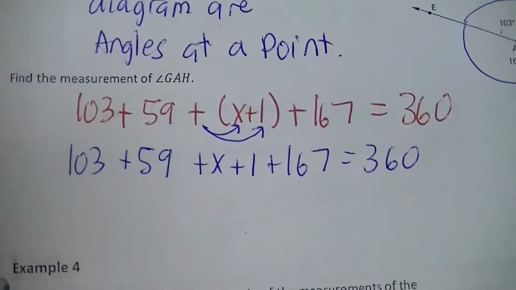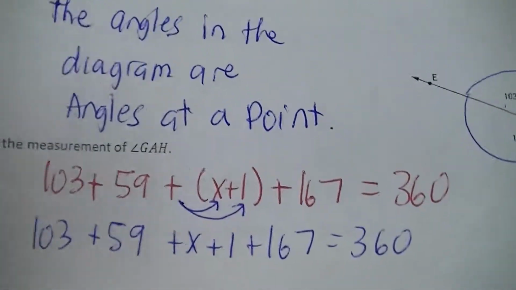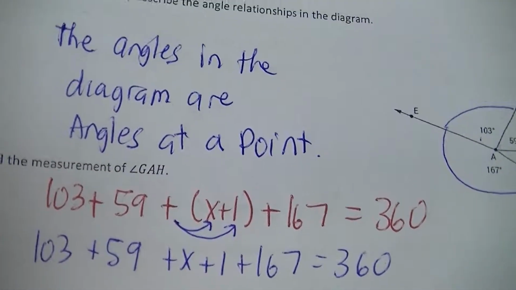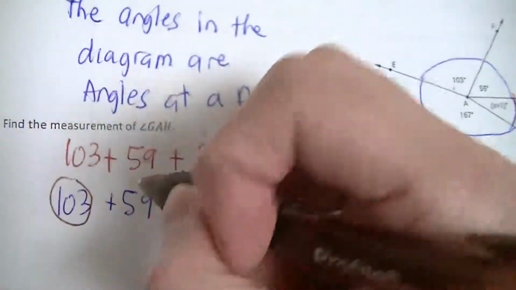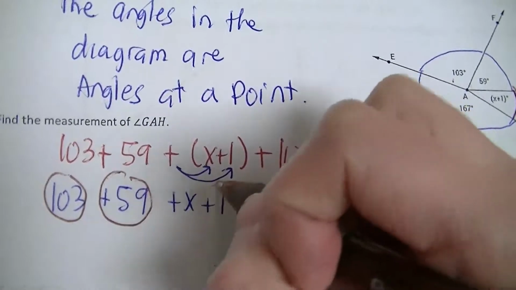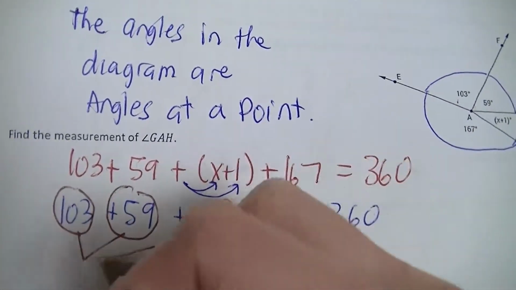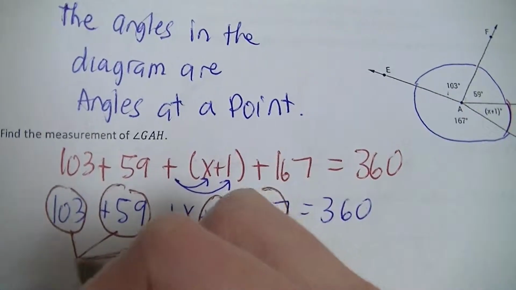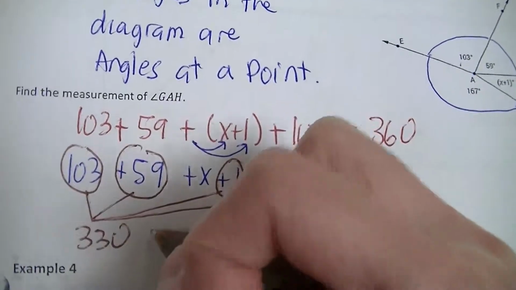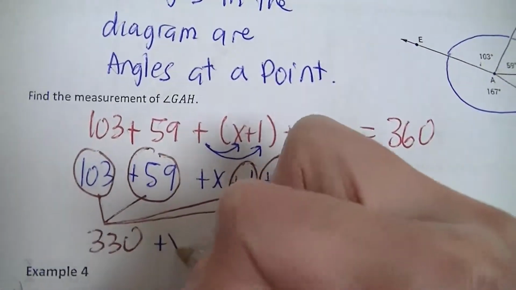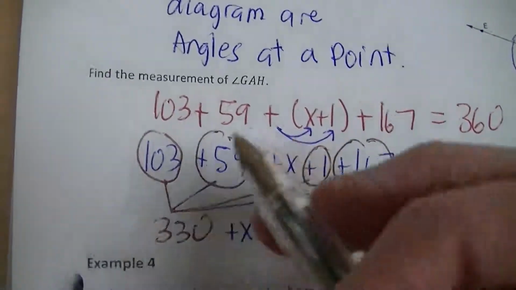Okay, so that's what it should look like right now. And what I want you to do is take a second and combine those like terms, those constants on the same side of the equal sign, please. Okay, and when you add those constants all together, it's 330. Okay, and then bring down your plus x, and they equal 360. Okay, now that we've simplified it, we can go ahead and solve it.